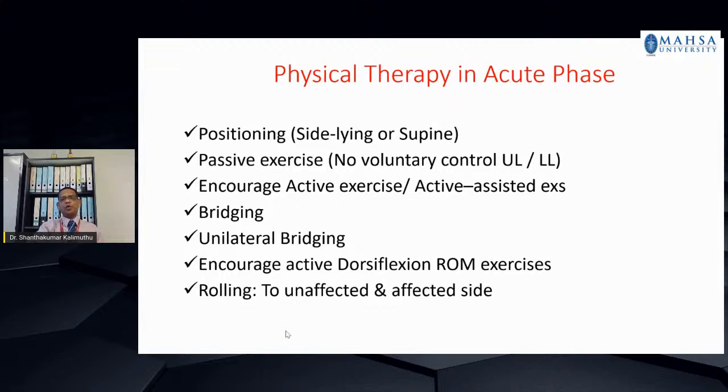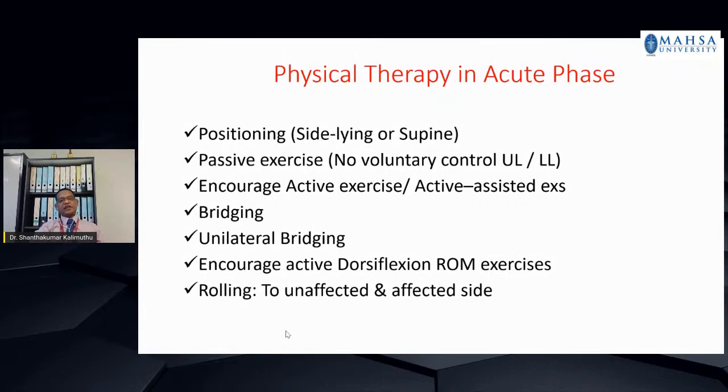If the patient cannot do any active movement, then you can give passive exercise. At no cost, don't move the shoulder beyond 100 degrees, and it should not be a forceful movement. So as far as possible, you give passive exercise to the glenohumeral joint. Don't push the shoulder above 100 degrees.